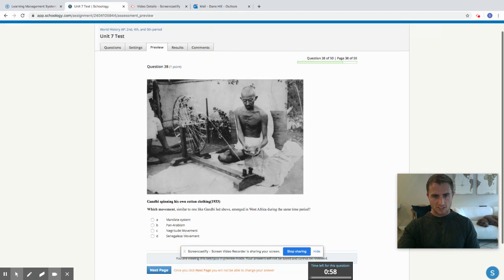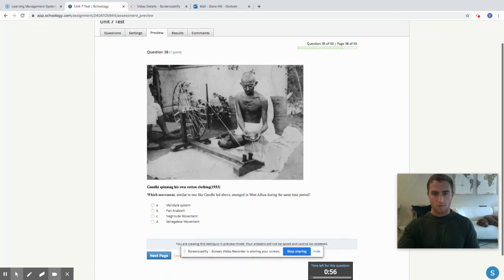Which movement, similar to one like Gandhi led above, emerged in West Africa? Okay, so in West Africa, what nationalist movement occurred? Was it the mandate system? No, that wouldn't make sense. The mandate system was imposed upon groups like Africa by the Treaty of Versailles in Western Europe.